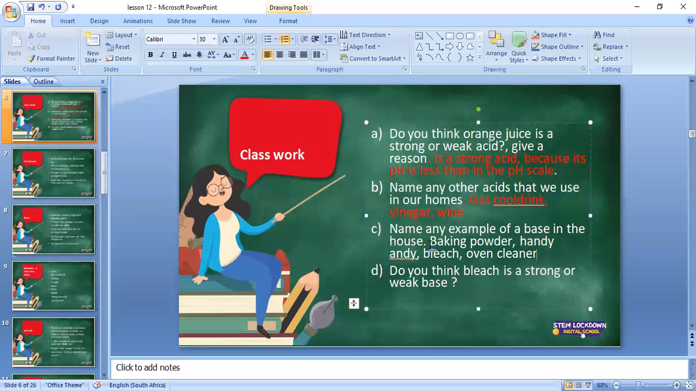So if the question in your exam says, name bases that you found in your household, please name these ones and other ones that you will read. If you take your household contents and read at the back there, you will see that this is a base, this is an acid. Do you think bleach is a strong or a weak base? What do you think it is? Bleach is obviously a strong base.